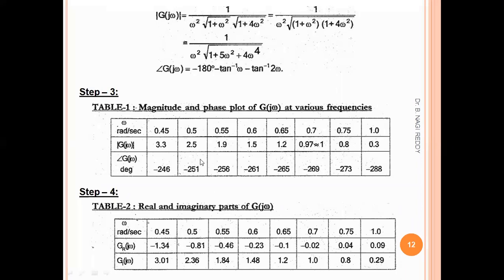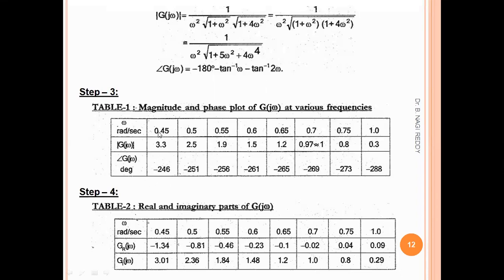Now the first row is the omega value. The second row is the magnitude. So we have the magnitude expression. Substitute this omega value in this expression and compute the magnitude. And the third row is the angle. So we know the angle expression here. Similarly, substitute the omega value here, get the angle, and draw here.